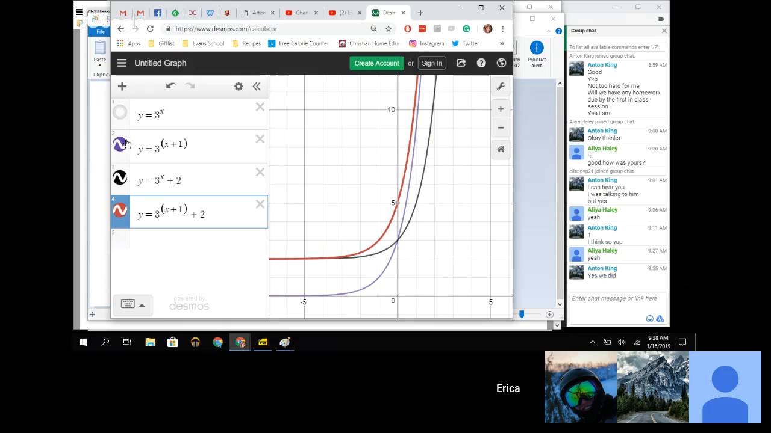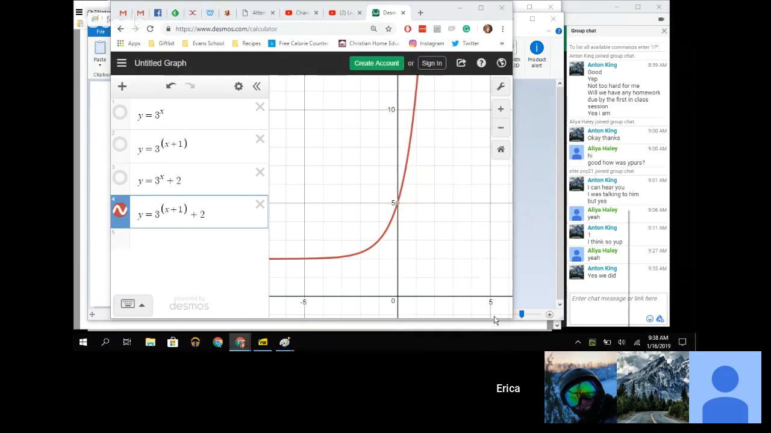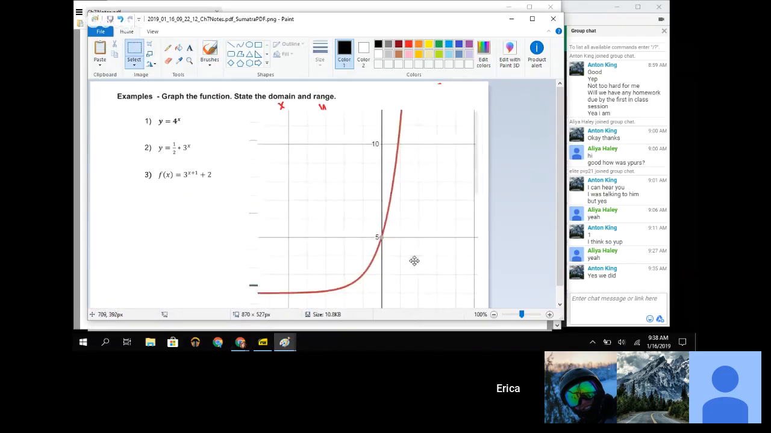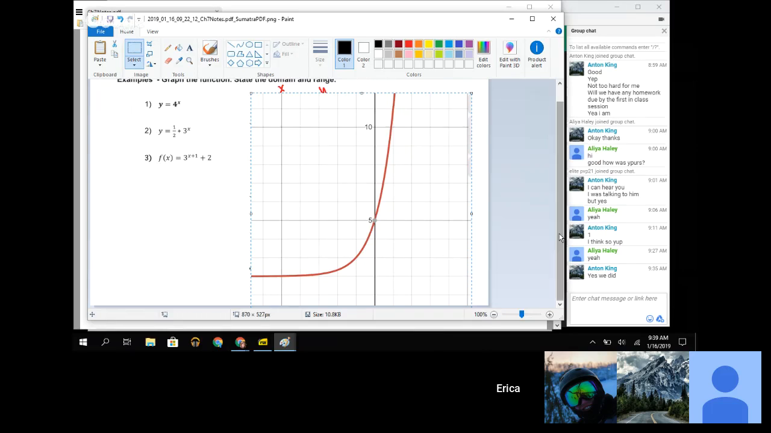All right, so now let me turn all these other guys off and let's just talk about this graph. So this is what we were originally supposed to graph. I just wanted to understand how we got there. Okay. If I need to find the domain and the range of this graph, can I do it? And I can, right? All right, so what about the domain? This is number 3 we're talking about. What is the domain of number 3?